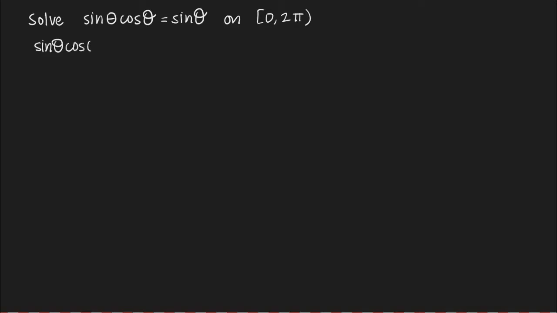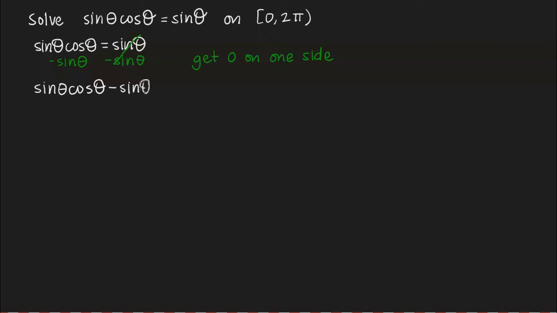Sine theta cosine theta is equal to sine theta. And the first thing we want to do in this equation is get 0 on one side of this equation. And so to get 0 on one side, I'm going to move this sine theta over to the other side of the equation. So I'm going to subtract sine theta from both sides, which will leave us with sine theta cosine theta minus sine theta is equal to 0. So we've done the first step and we have 0 on one side of the equation.